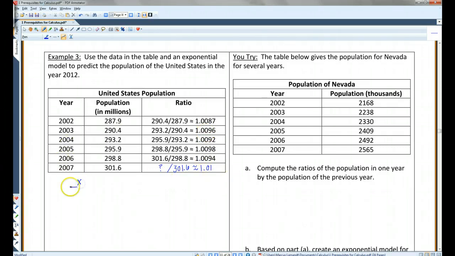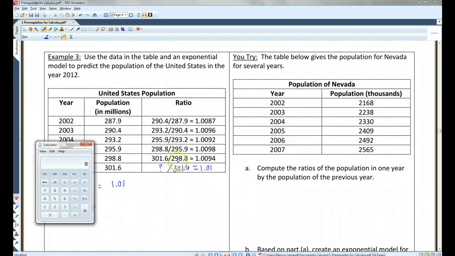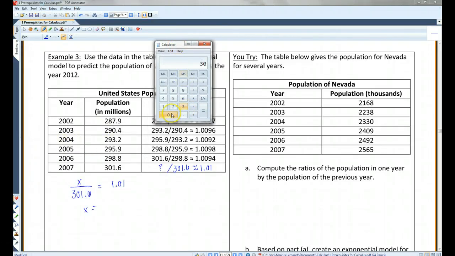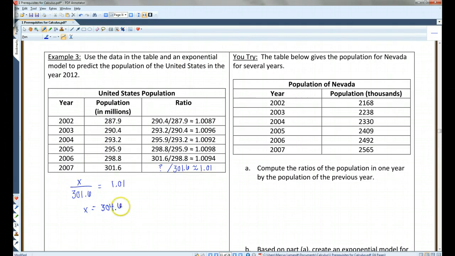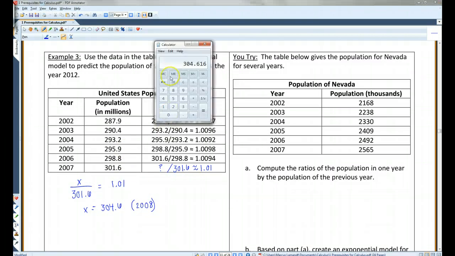So we have an equation. X over 301.6, we'll say equal to 1.01. If I multiply both sides, $304.6 million. Now, we could do this over and over again. This would be for 2008. We could do the same process over and over again until we get 2012. It would be easier, however, if we were to create an equation.